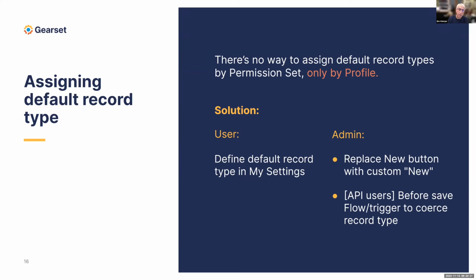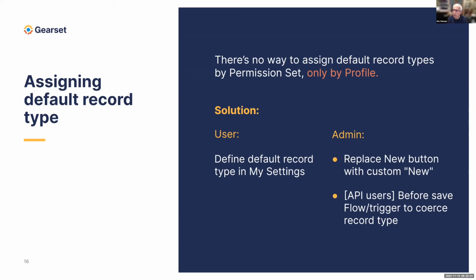Default record type. If you select new on an object, you get prompted with a set of possible record types that you're enabled to use. You can't set this in permission set, same reason as the previous example. How do you get around this? A lot of people may not know this, but the user can define their default record type in My Settings so they can avoid the dialogue all the time.